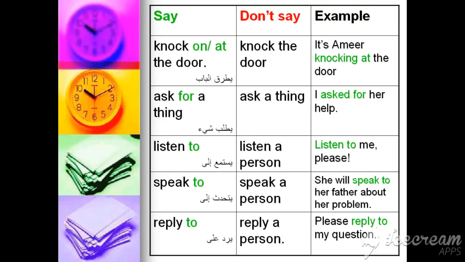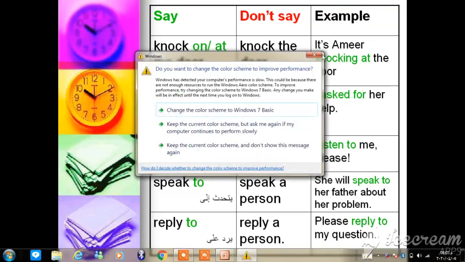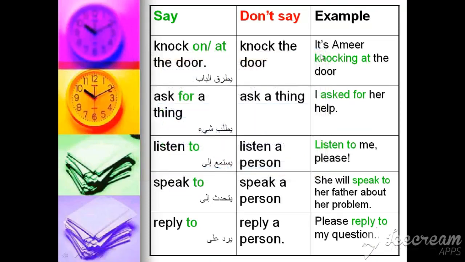Speak to, not speak a person. We say speak to, we don't say speak a person. She will speak to her father about her problem. We don't say she will speak her father. We have to use the preposition to here. يعني تحكي مع أو تتحدث مع. لازم أستخدم preposition. Preposition يعني حرف جر.